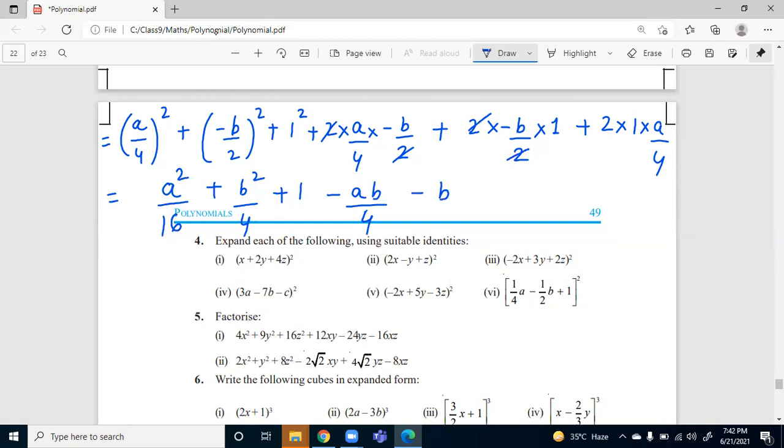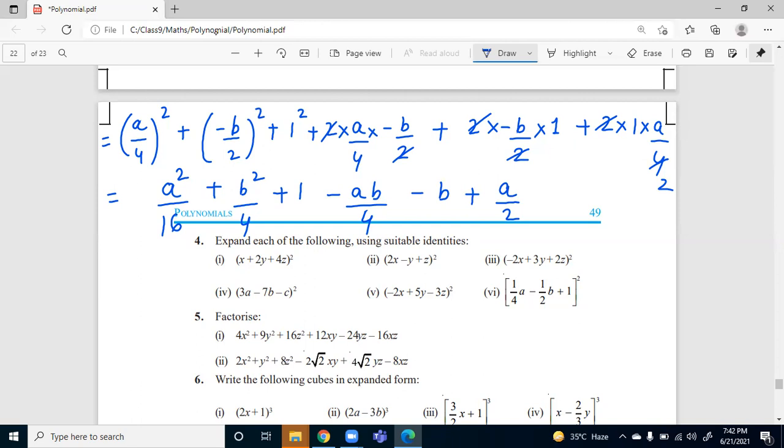Yes. Ma'am, then plus b upon 2, a upon 2. Correct. Actually I have not written the ab, I have just written one, so I got it. Okay. So this is the final answer.